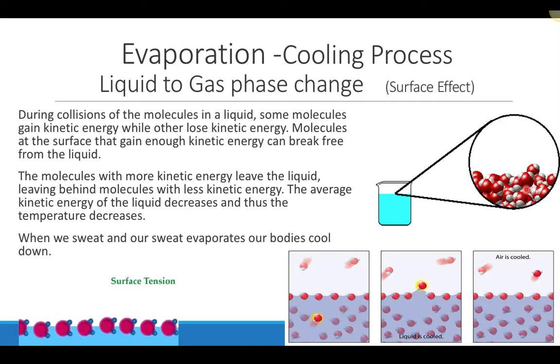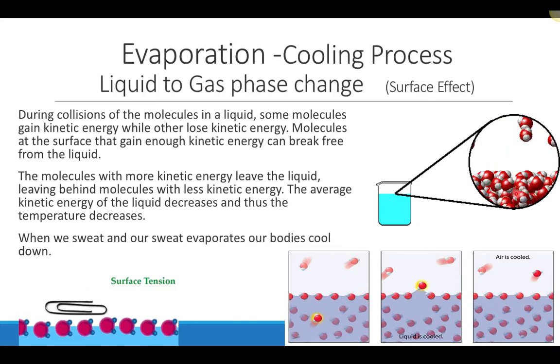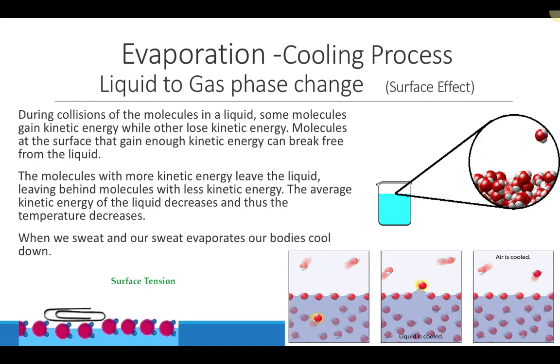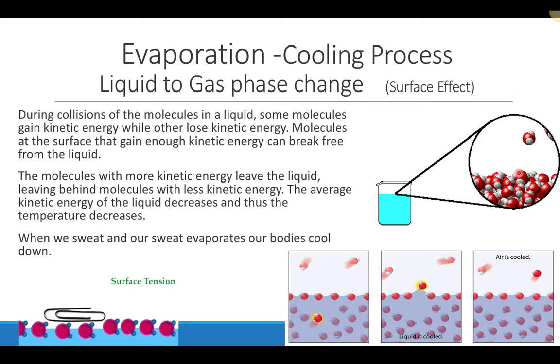And so what happens is some of those molecules gain kinetic energy while others lose kinetic energy. So, they're bouncing around here, and you can even see them, right? Some of them are moving kind of slow, some of them are moving kind of fast. Molecules that are at the surface that gain enough kinetic energy can actually break free from the liquid. And that's what we're seeing here, a couple of these molecules just breaking free from that liquid.